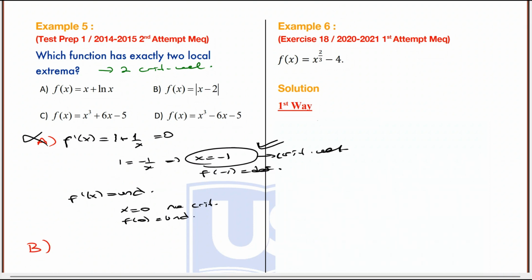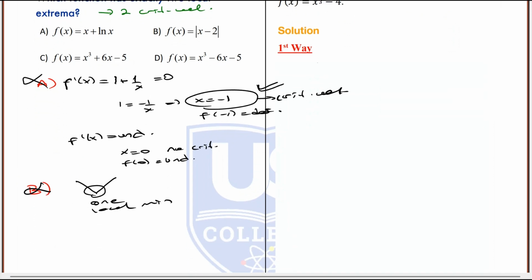So this is an absolute value function, x minus 2, absolute value, 2 units to the right. We have just one local extremum. Just one. Without solving the question, you can just answer it by eye. So B is also false. Option C.